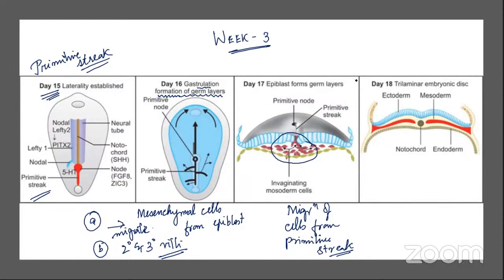Now, next one, what happens on day 18 is formation of a trilaminar embryonic disc. Once the cells migrate from the primitive streak and come in between the ectoderm and the endoderm layer, here we get a trilaminar embryonic disc, and that happens on day 18. So now we can clearly see we have an ectoderm, a mesoderm, as well as an endoderm. Ectoderm, mesoderm, and endoderm. And what we call it is a trilaminar embryonic disc.